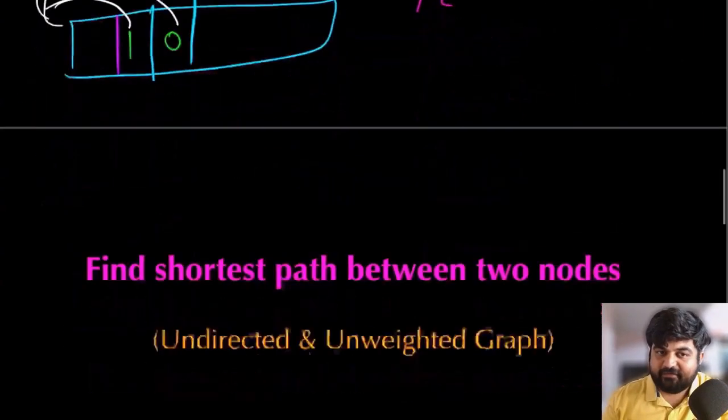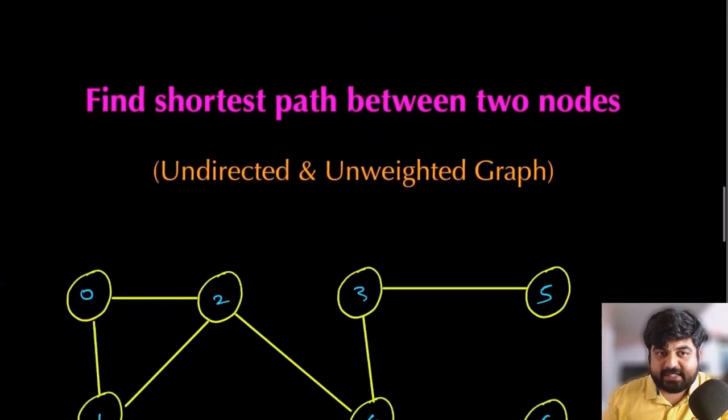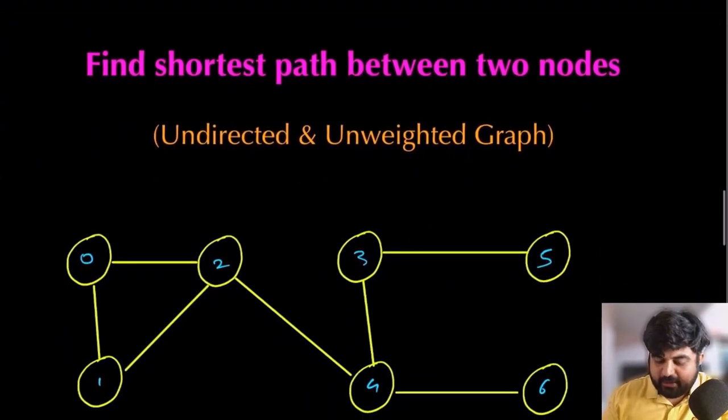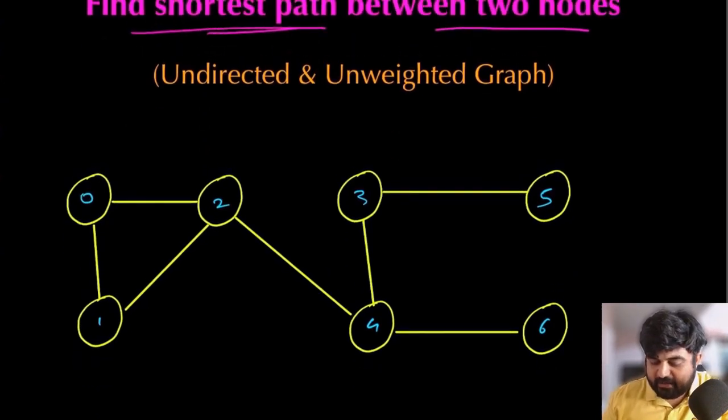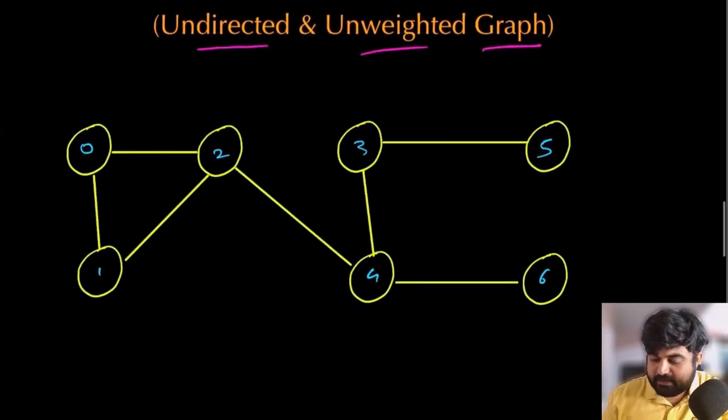Now let's see the first example, and the first example is that we will try to find the shortest path between any two nodes. Notice that we are given an undirected and unweighted graph in this example, and we are going to use the same example. Suppose we are told to find the shortest distance between node 2 and node 5.